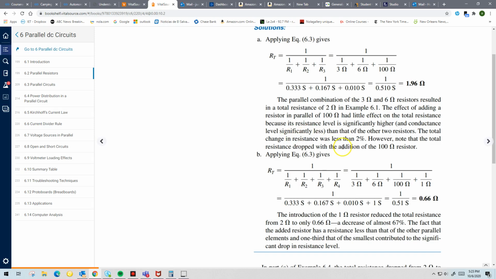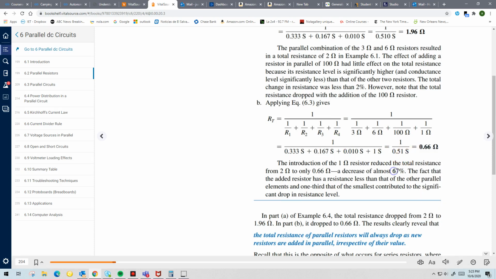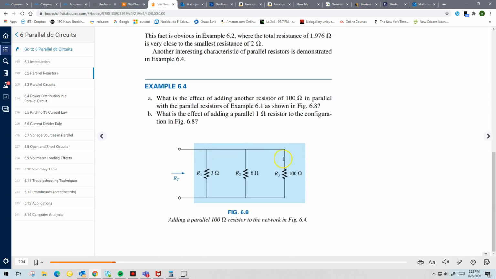However, if we add a 1 ohm resistance to the previous three resistors, see what the new resistance is. The total resistance is 0.66 ohms. And see how much it dropped. Why? Because a parallel connected circuit is going to be closer to the smallest resistance. So let's review this again.